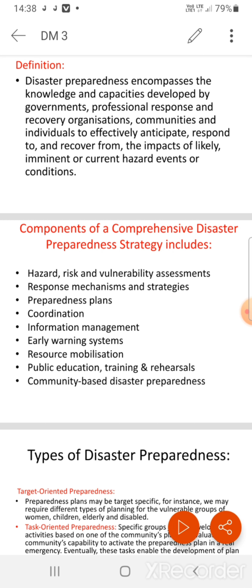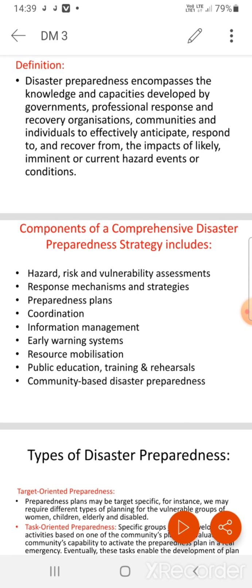That is, hazard, risk and vulnerability are always assessed and analyzed. The response mechanisms and strategies are always updated. Plans are prepared to fight the disaster. Coordination among people of the authority, government, and the local people to fight the same is enhanced and ensured. Information management during a disaster and before a disaster is thoroughly investigated and kept alert and kept safe. Early warning systems are implemented.